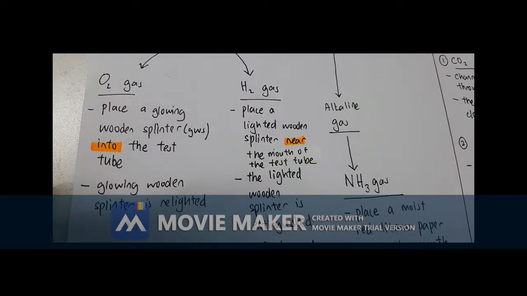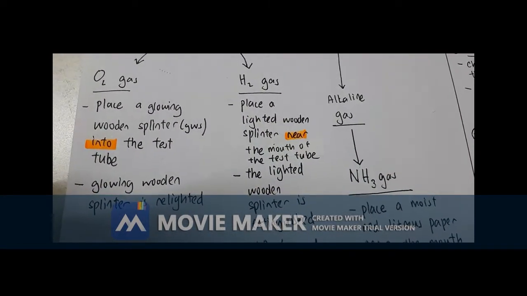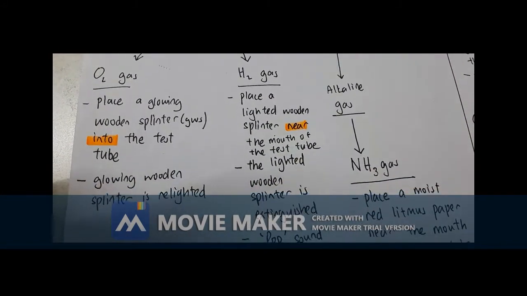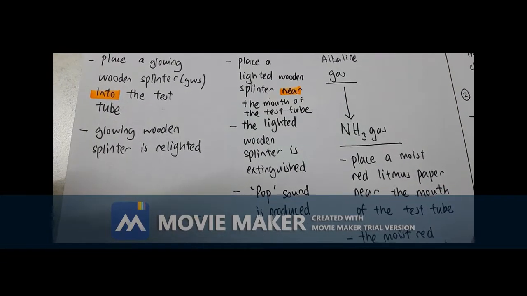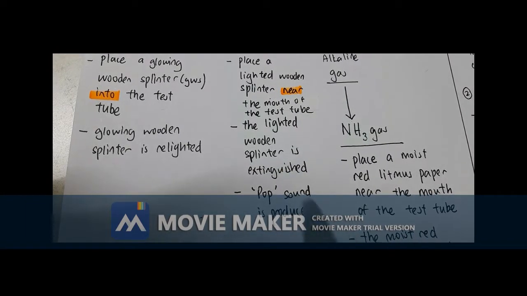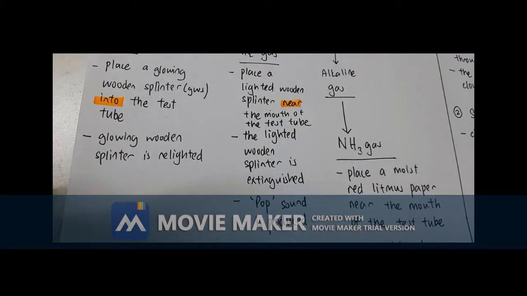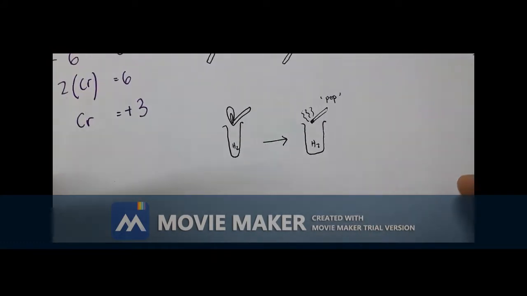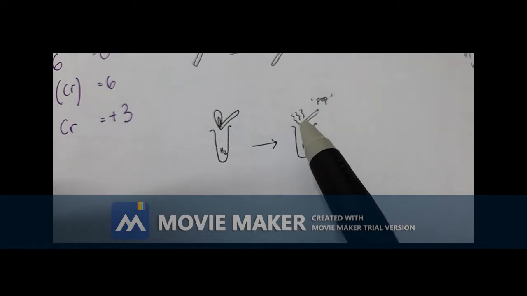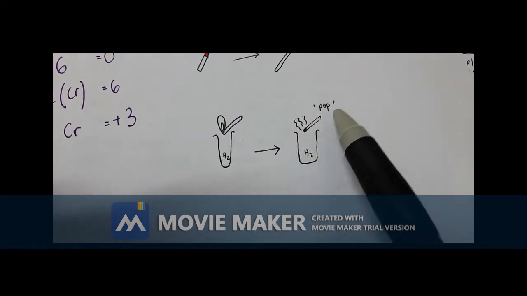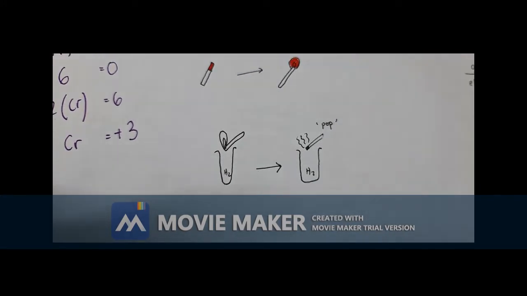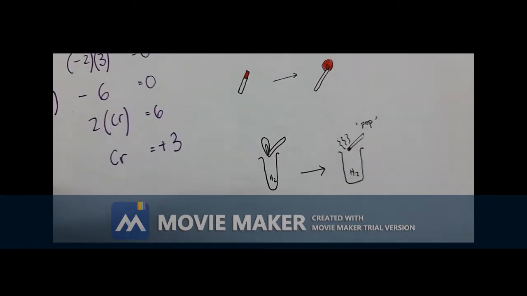So next we have H2 gas. We have to place a lighted wooden splinter near the mouth of the test tube. And if the H2 gas is present, the lighted wooden splinter will be extinguished and a pop sound will be produced. So this is how it should look like near the mouth, and the H2 gas will flow, the lighted wooden splinter will be extinguished, and you'll hear a pop sound when it's present. That won't happen if it's not present.